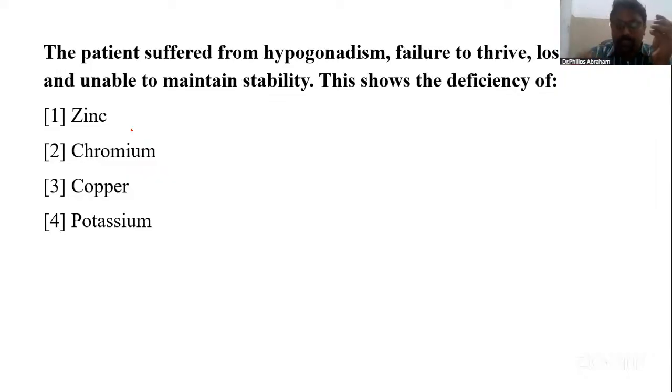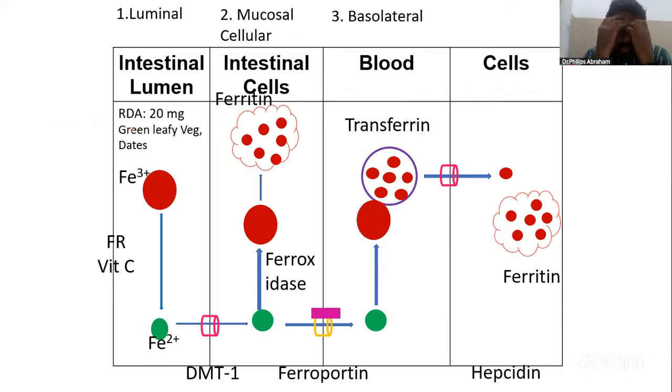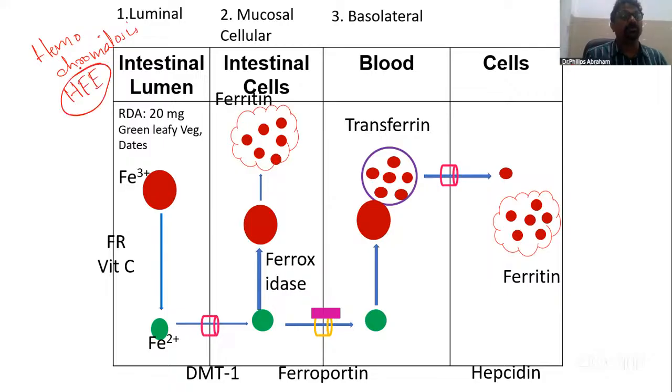And a few more points about iron. Sometimes there is a defect in the gene involved in iron absorption, which we call the HFE gene, that leads to iron overload. For iron overload, we use the word hemochromatosis. HFE gene disorder mutations can lead to the condition hemochromatosis.